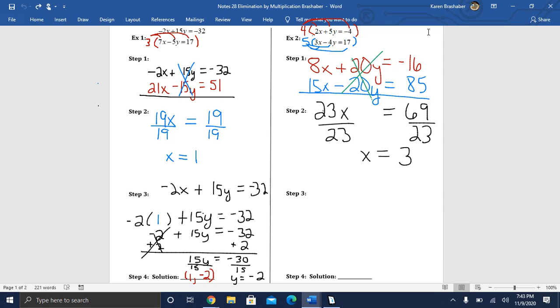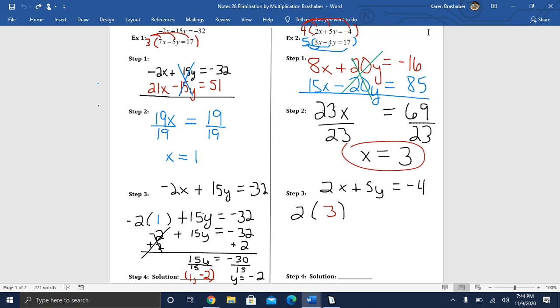Now you're going to take your answer and substitute it. And really, you can substitute it into any of the equations. I, again, am going to use the top equation. So 2x plus 5y equals negative 4. And then I'll take my 3 and substitute that in place of the x. So I have 2, and I'm going to substitute in my 3 in place of the x.